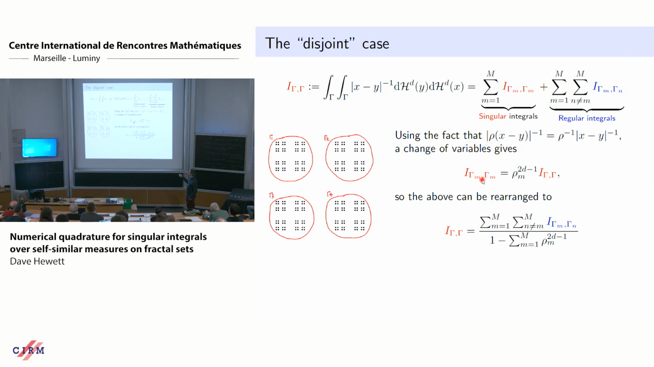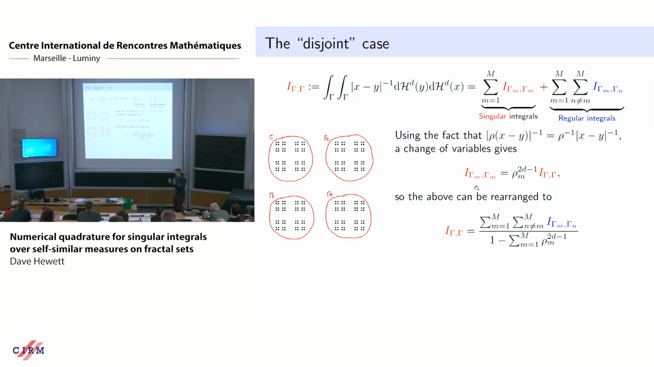And that's using the self-similarity of gamma and the scaling property of this measure. So the scaling property of the measure comes in with this rho m to the power 2d. Okay, the rho m to the d comes from this scaling property of the Hausdorff measure. The factor of 2 here comes from the fact that we're doing a double integral, not a single integral. And the rho m to the minus 1 comes from this homogeneity. Okay, so when I rewrite this integral, I get a factor of rho to the minus 1.